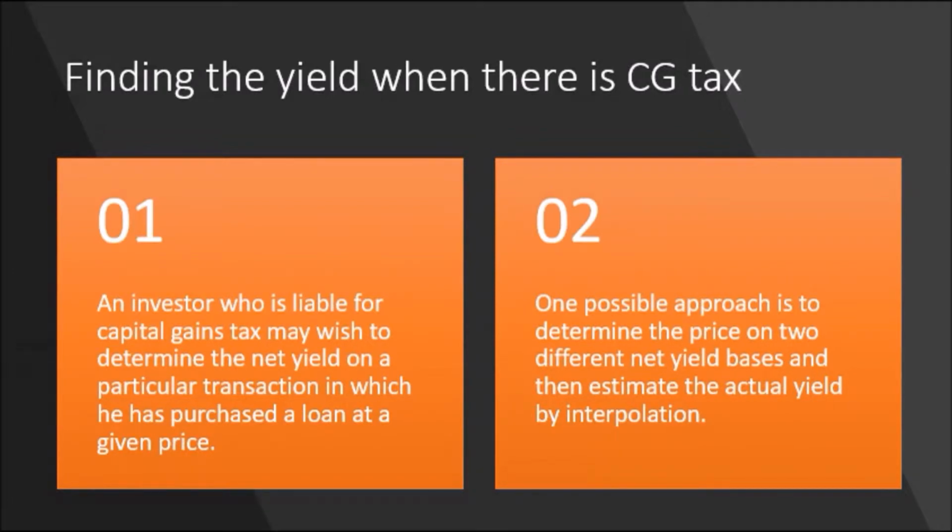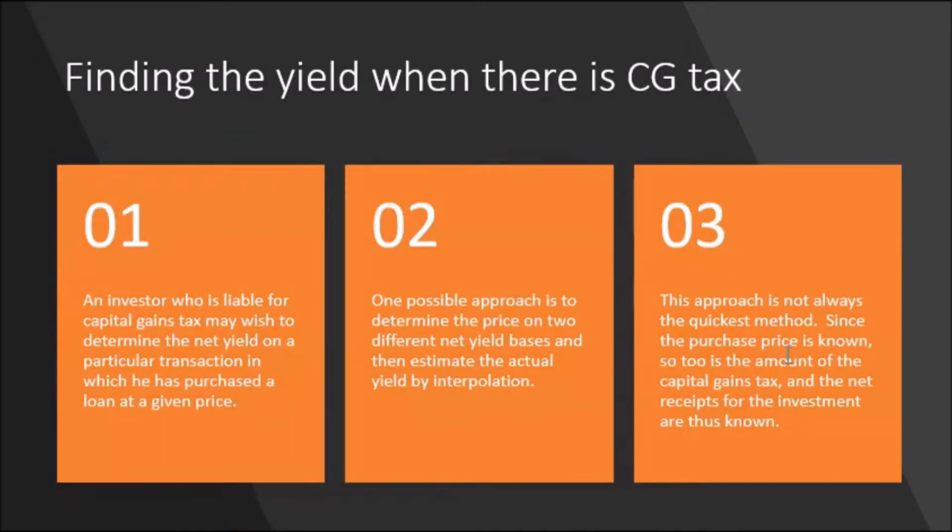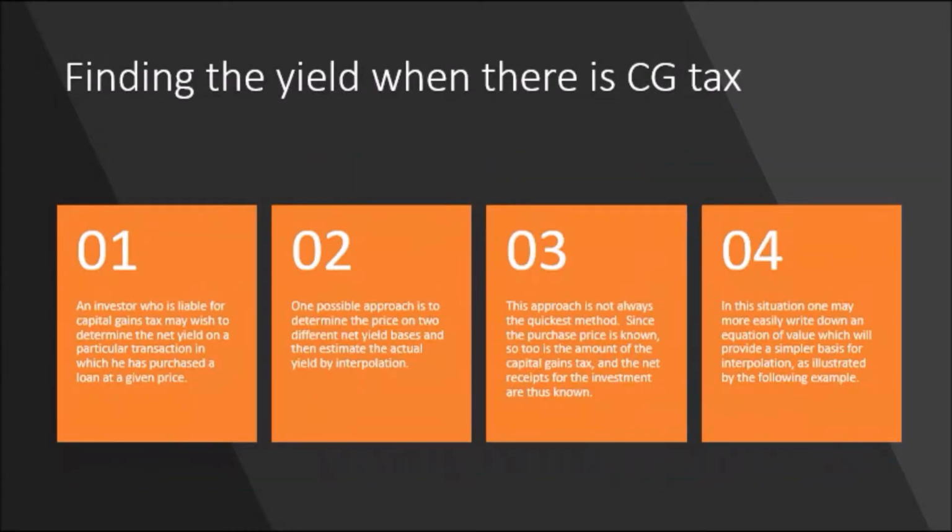However, there is one possible approach, and this one is probably the best approach, and that is to find the yield using the method of interpolation. Even though this method is not the fastest and the purchase price is known, this is still the best way to calculate it, as all you need is an upper and lower bound. And we can easily find that thanks to the capital gains formula. And lastly, in this situation, one may easily write down an equation of value which will provide a simpler basis for interpolation. And I'm going to show you guys in the next example.